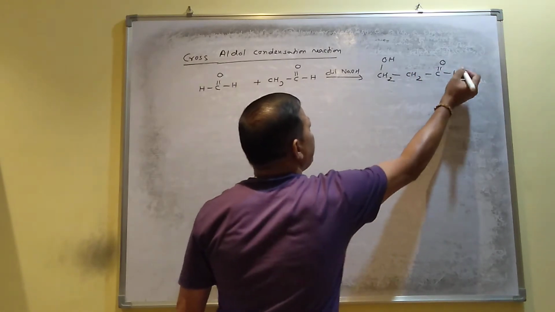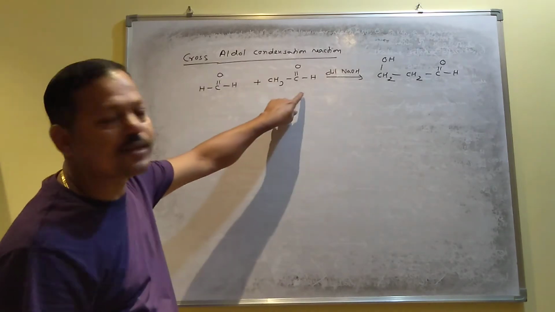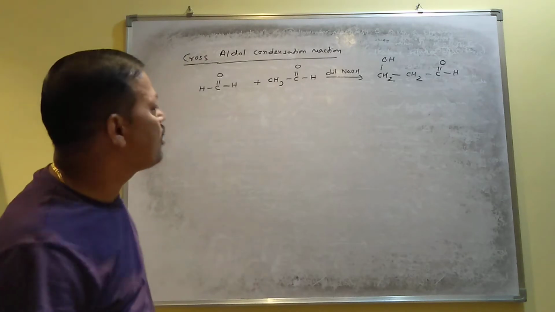And this reaction is said to be cross aldol. Why is it called cross aldol? Because one is methanol, one is ethanol. Two different molecules you have taken, that's why it is called cross aldol.